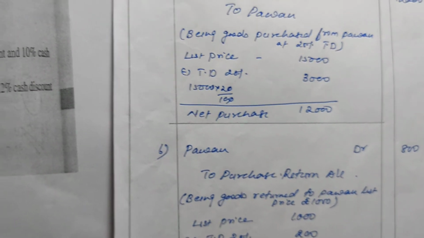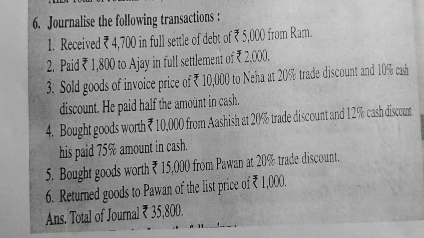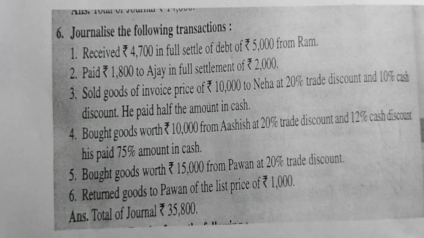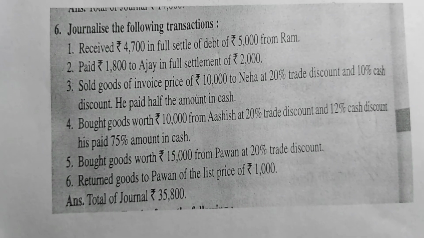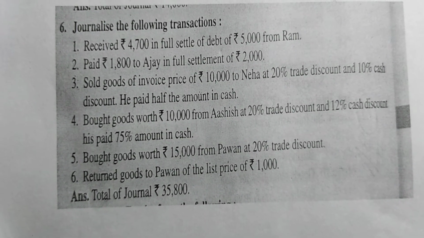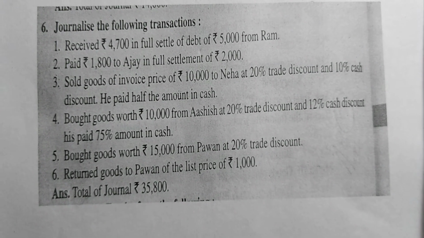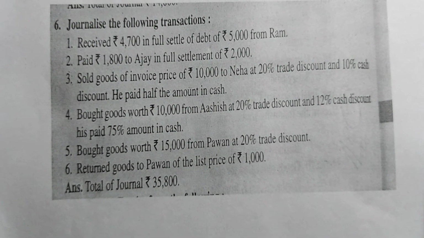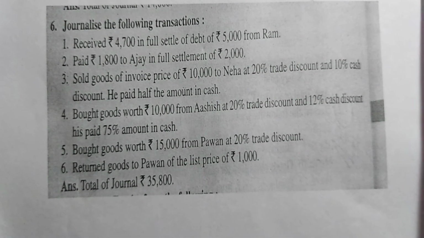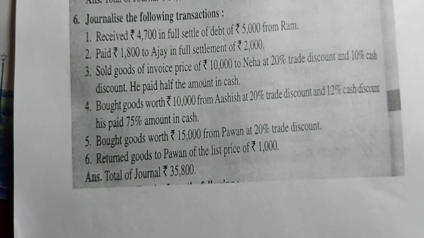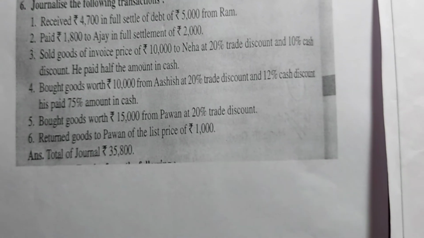So here we learned that if full settlement is given, the difference will be considered as discount. Next, if half payment is given, the percentage of amount not paid will be considered as credit, and we have to record the journal entry of credit also. If purchase is given, purchase will be debited, rest all will be credited. If sales, all will be debited and sales will be credited. And when the goods are returned on list price, we have to deduct the trade discount from the amount.